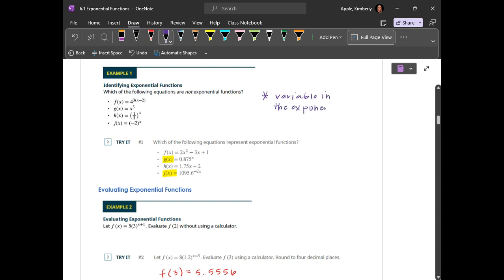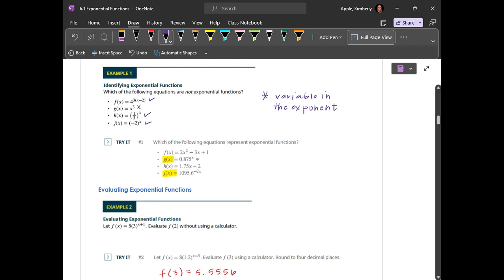So examining these 4 examples, we'll see that this one is not, this one is, and this one is. Notice here there's a number in the exponent and there is no variable. All of these have an x in the exponent. And so if you want to try number 1, I've already highlighted the answers here for you.